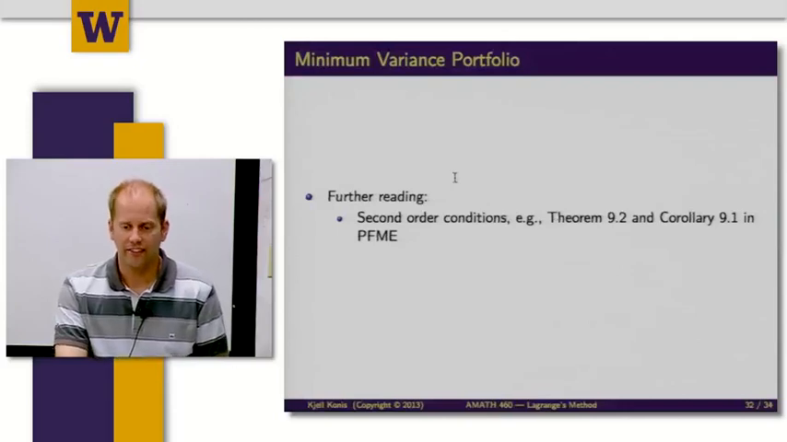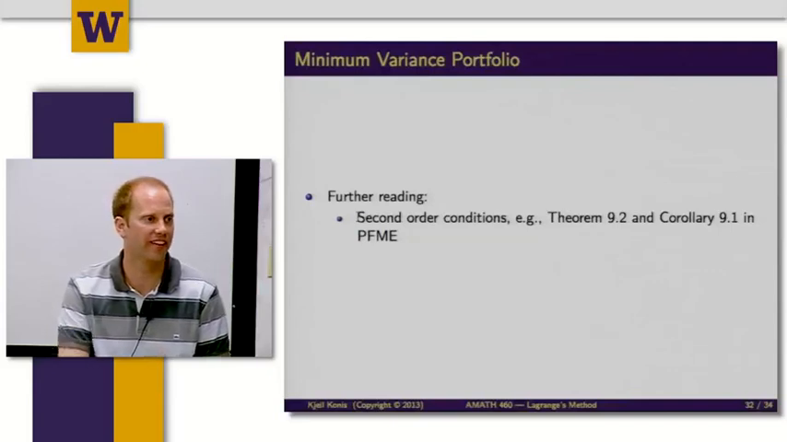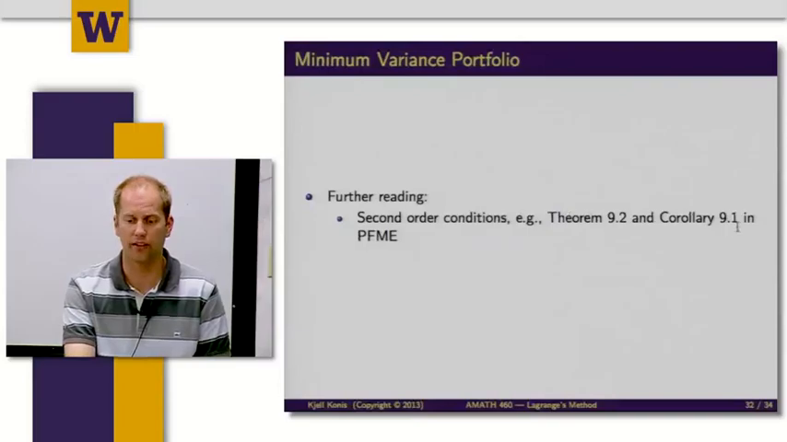And so that's it for the lecture today. There's still one more quiz, but I just wanted to mention some further reading. There is also a reasonably complicated second order condition for whether a point you find using Lagrange multipliers is a maximum or a minimum. And that's described in the course textbook, theorem 9.2 and corollary 9.1.